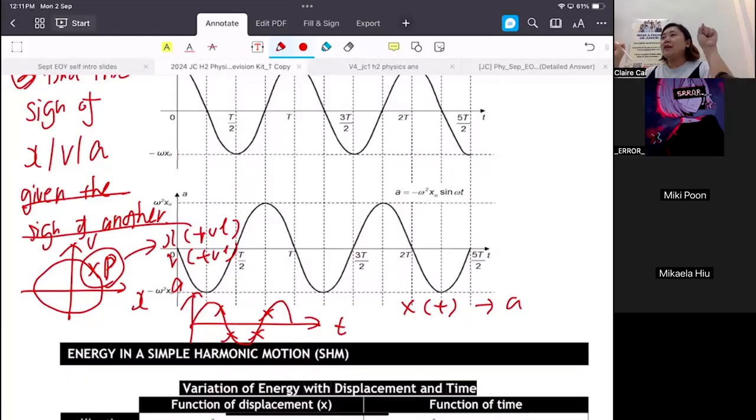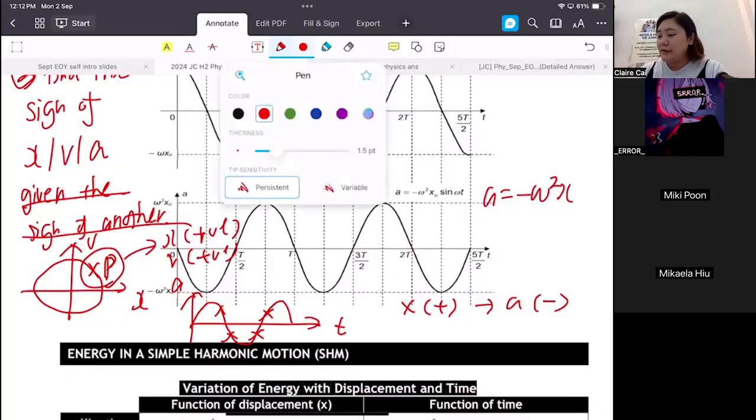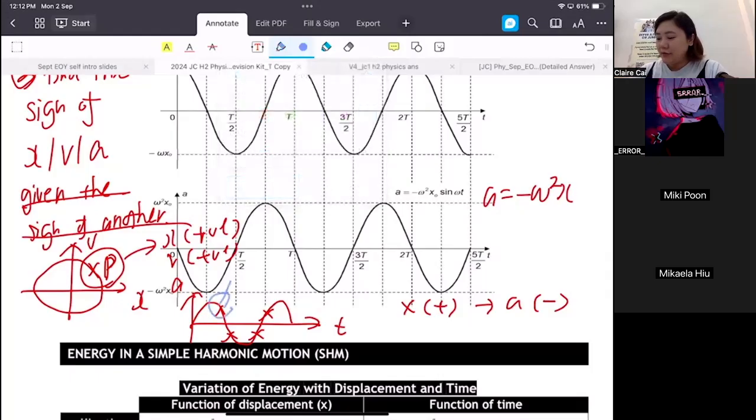Whenever you've got a and x, this one's straightforward. This one you don't need to think about functions. You can just use the relationship: a equals negative omega squared x. So if x is positive, that means a is in the opposite direction, it must be negative. Yes, it's correct. So actually, we are looking at a point where I have negative acceleration, correct? So that means this one cannot, this one cannot. Then out of the other two, which one?